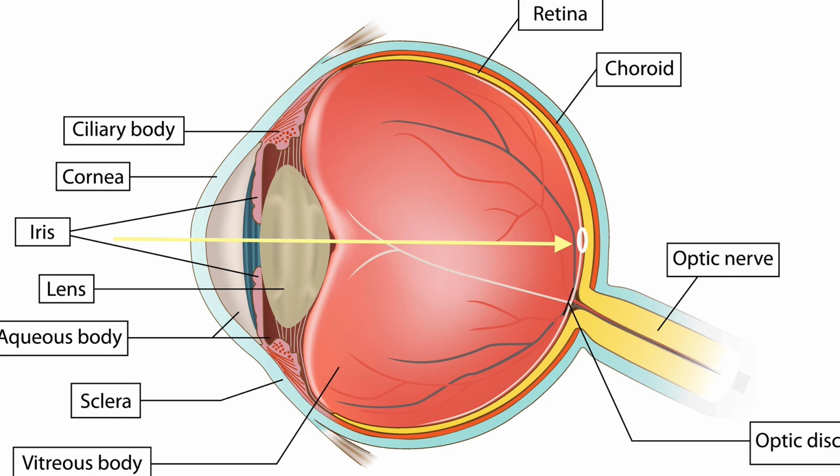Back to the front, let's look at the iris. We see a defect here. That's the pupil. The iris is a round muscle, and where it's open in the middle, like a donut hole, that's the pupil.